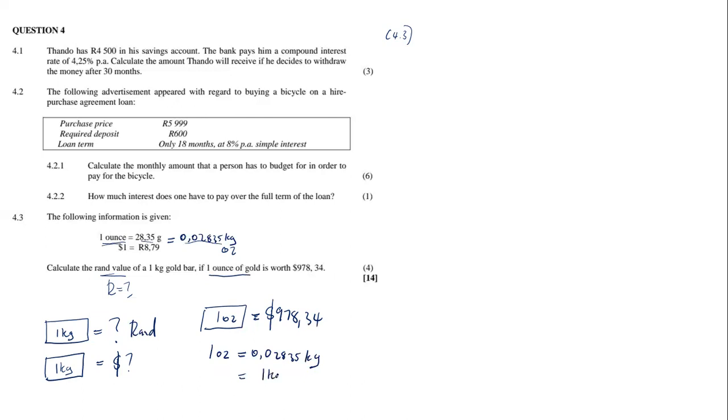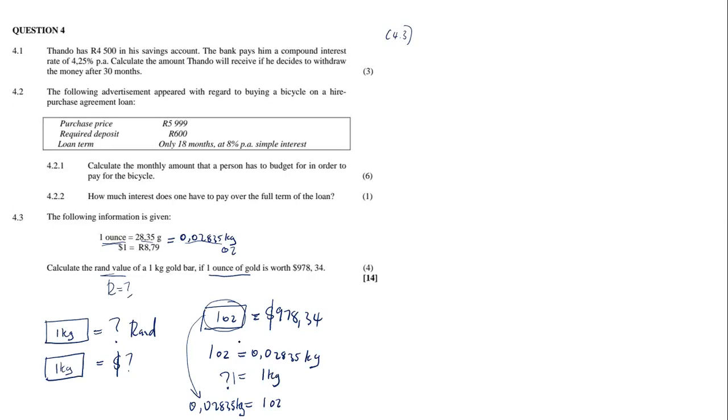Remember, we want to determine how 1 kg relates to ounces, so we cross multiply. 1 multiplied by 1 is 1. 1 multiplied by 0.02835 is 0.02835. So that means 1 ounce is equal to this kg. I hope it's making sense what I'm doing here, guys, and I hope you understand. So 1 ounce is equal to 0.02835 kg.